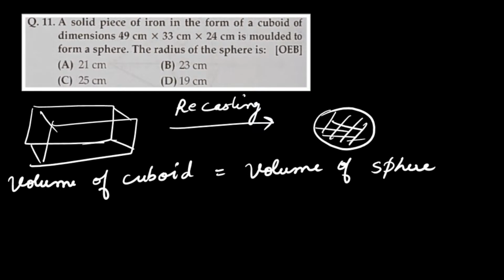So what's the formula for the volume of a cuboid? Here we haven't discussed it, but we have done it in ninth grade. Let's see who knows. Yes, Rihan has answered: it's L into B into H. The volume of a cuboid is L into B into H.